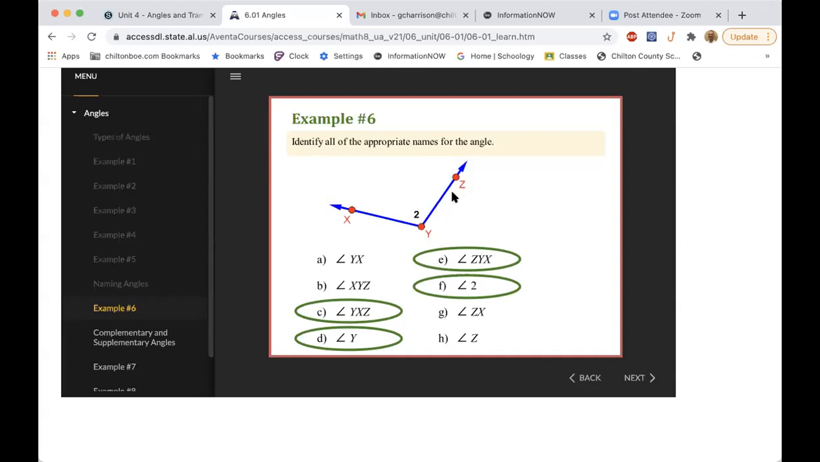So we had ZYX. The other correct answer would be XYZ. The middle letter should be Y, not C. XYZ is right. The middle letter has to be your angle there.